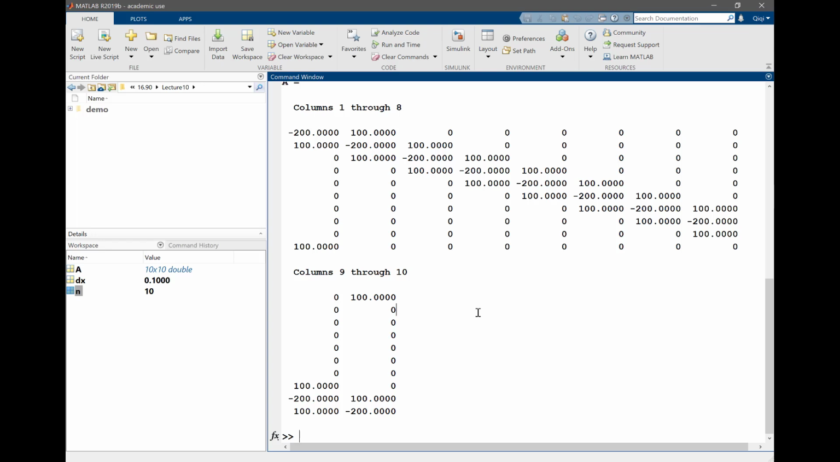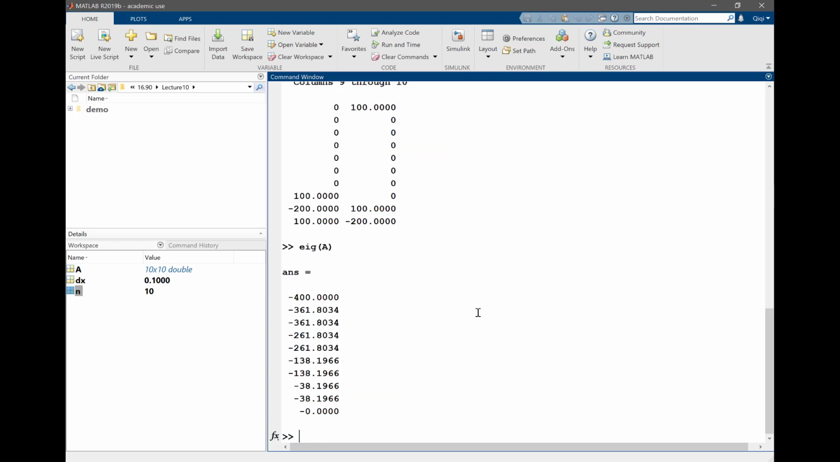So I have my matrix A, and if I type my eigenvalues of A, that's what I get. Well, first thing we see different from last time. What's the major difference?